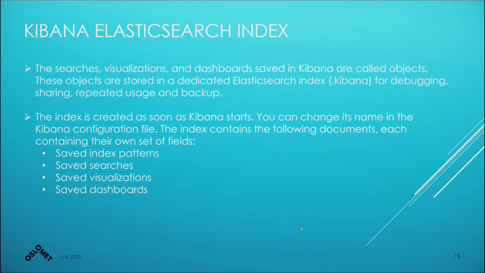Last but not least, Kibana has an option to pass indexes for Elasticsearch. This is something stored in a special index called .kibana, and it's usually used for debugging or understanding if something goes wrong. So you can get a glimpse of what's happening within the monitoring system. The index contains documents like this. They have their own fields like patterns, searches, visualizations, and dashboards. So these are some indexes that you can save.